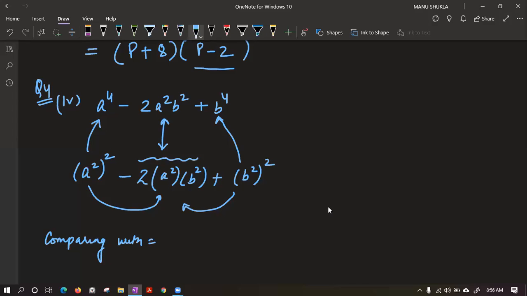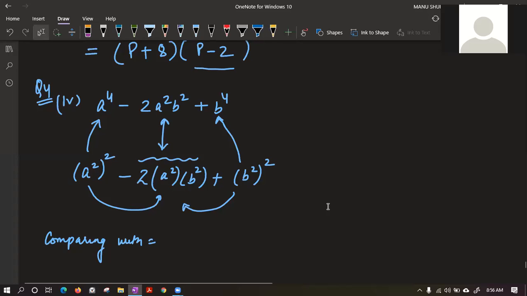The formula variable should be what? If the question is in a and b, we should write the formula in which variable to reduce the confusion, class? If the question is in a and b, we should write the formula in x and y, and we should compare with x square minus 2xy plus y square. Sir, I have a doubt in x power 4 minus x minus z.